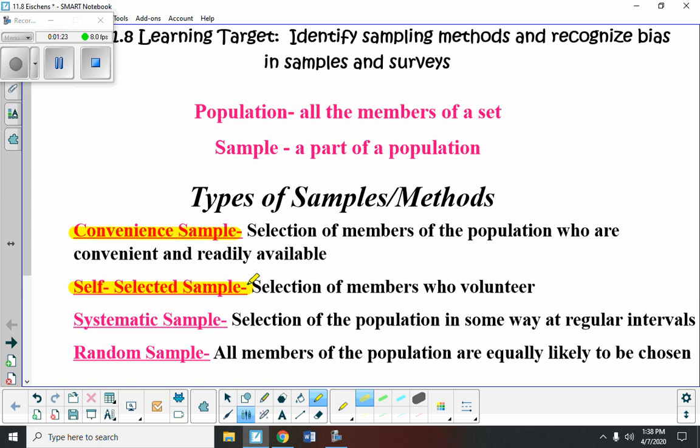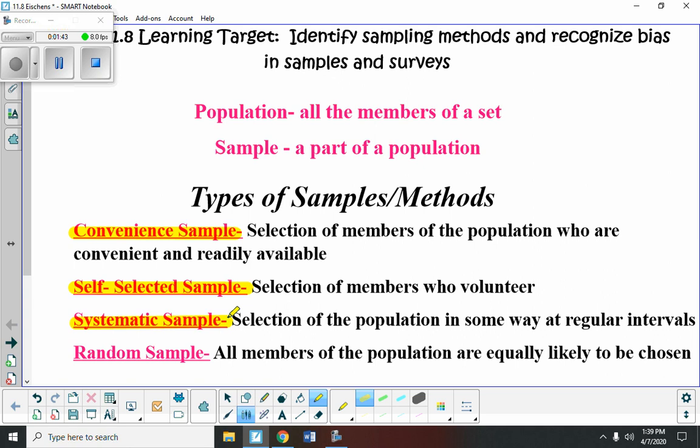A systematic sample is a selection of the population in some way at regular intervals. So like if I stand at the door in the morning and I talk to every fifth person that comes in and ask them some type of survey question, or if I went through the phone book and called every 20th person in the list.